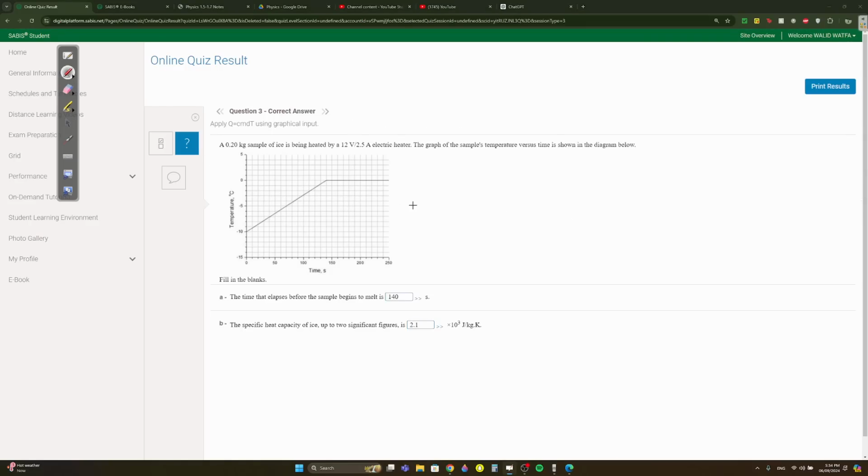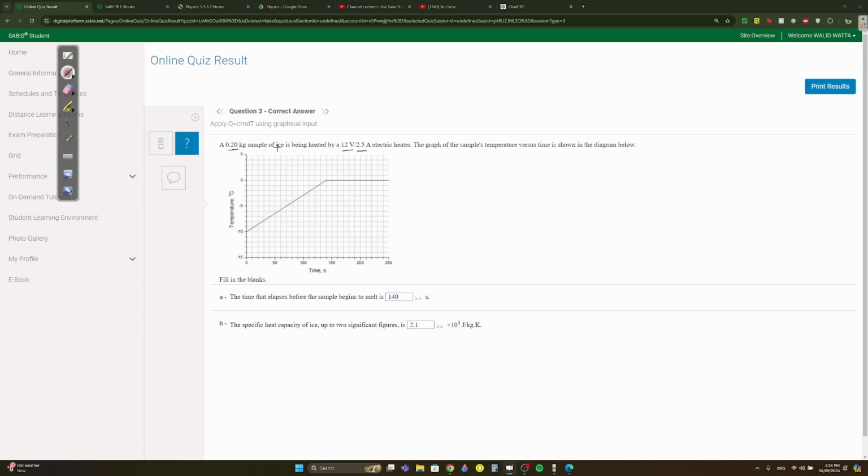So I have to actually go through all that process. Anyways, question 3. Okay, they give us a graph. 0.2 kilograms, 12 volts, 2.5 amperes. The time that elapses before the sample begins to melt. So we have the temperature increasing.